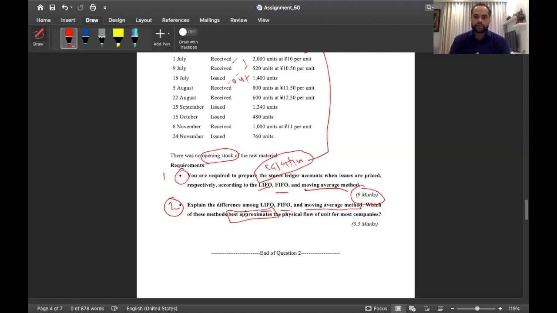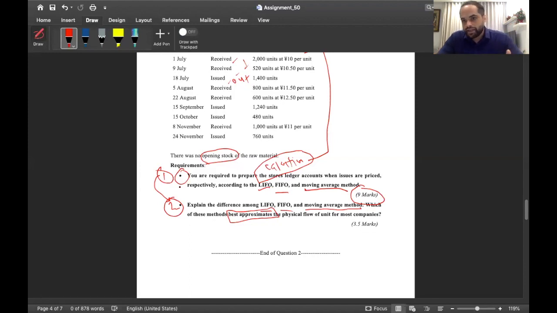All right. So I repeat, in this second requirement, you have to explain the difference among LIFO, FIFO, and moving average method. You can give me the differences in a table, 5 or 6 differences, or you can explain them in a paragraph. It depends upon you. But the differences among all these 3 methods, right? Theory-based, discussion-based. If you like, you can show numbers using your requirement 1, right? But it's merely about discussion, merely a theoretical explanation.